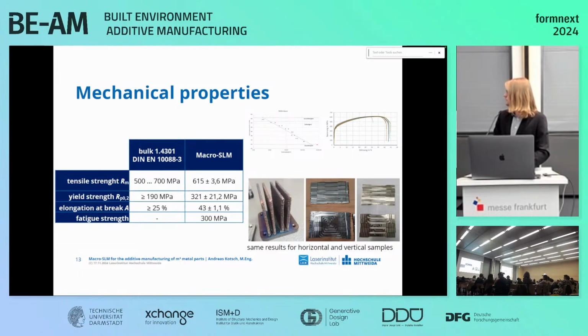The yield strength had to be above 190 megapascal, which was measured at 320, so that was also above the requirements. And the elongation at break had to be at least 25%, but we were having 45%, so it was also ductile enough. So you can say that the mechanical properties of our samples were passing the norm, which is already a very good sign. Also, we did some fatigue tests, and at 1 million load cycles, we had a fatigue strength of about 300 megapascals.